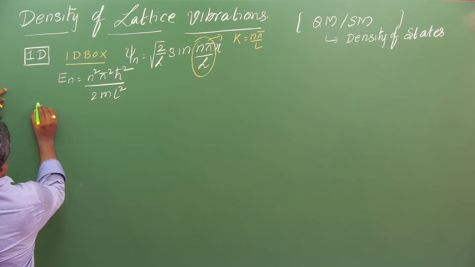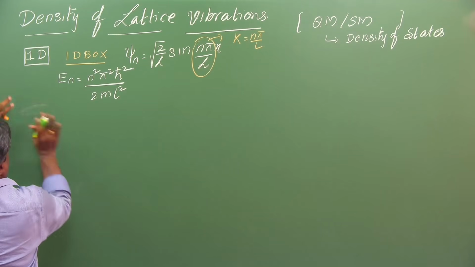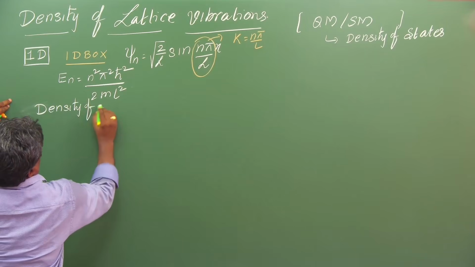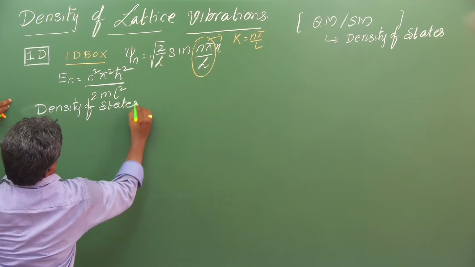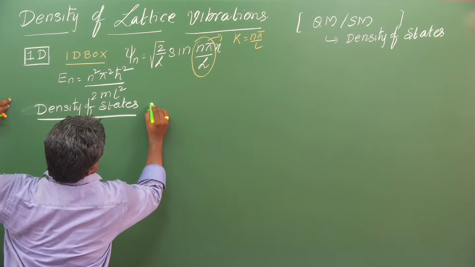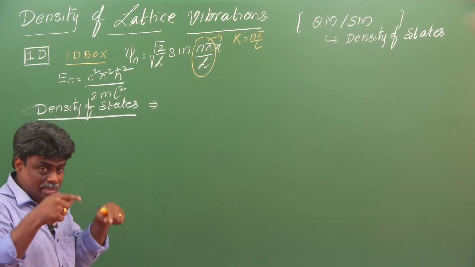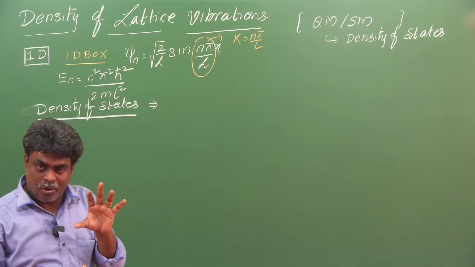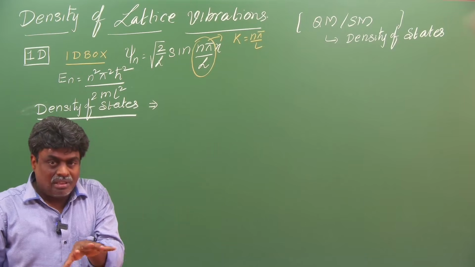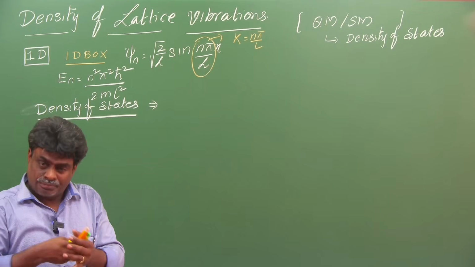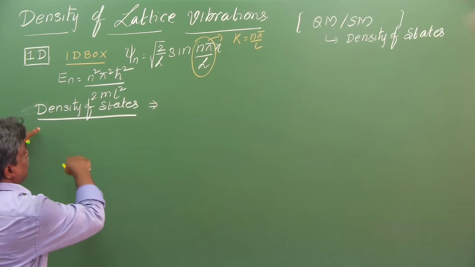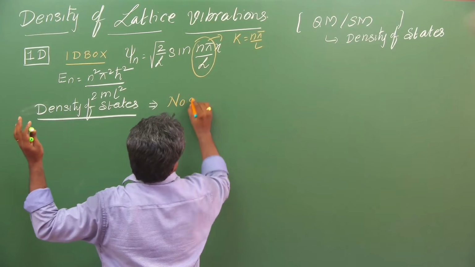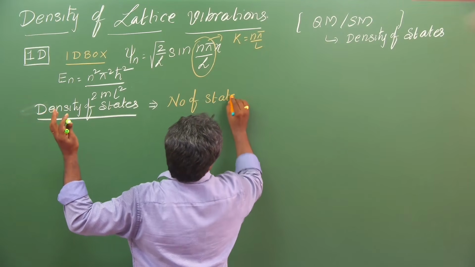Now I am considering first the energies. What do you want? I want density of states. Sir, what is meant by density of states? Don't get tension. First I am explaining quantum mechanics, because if I explain with the help of 1D, 2D, 3D boxes, you will understand more easily. Then I will take the lattice. So what is the meaning of density of states? Number of states per unit energy.